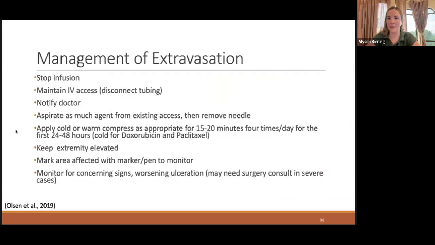All right, maybe I'll stop here for questions about extravasation. I know this might be a new concept for some of you. So does anyone have any questions? Can I clarify anything about extravasation before I move on?